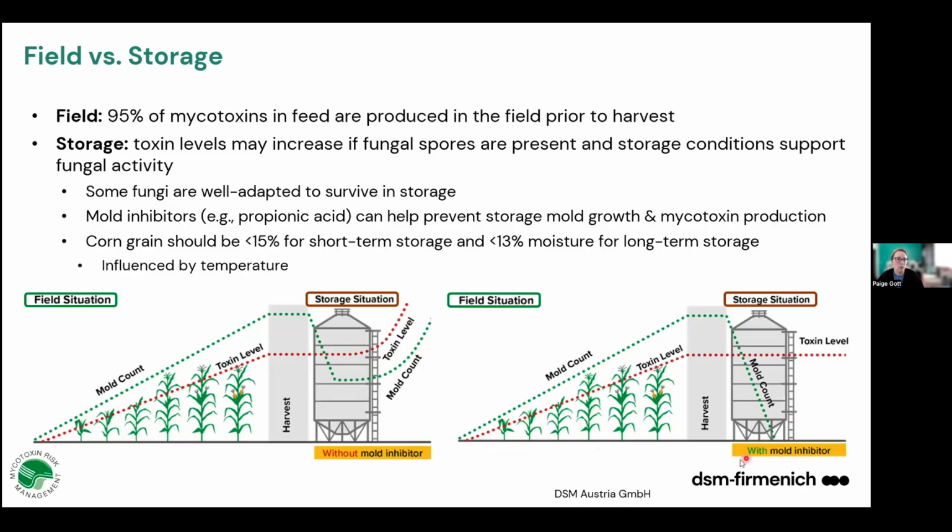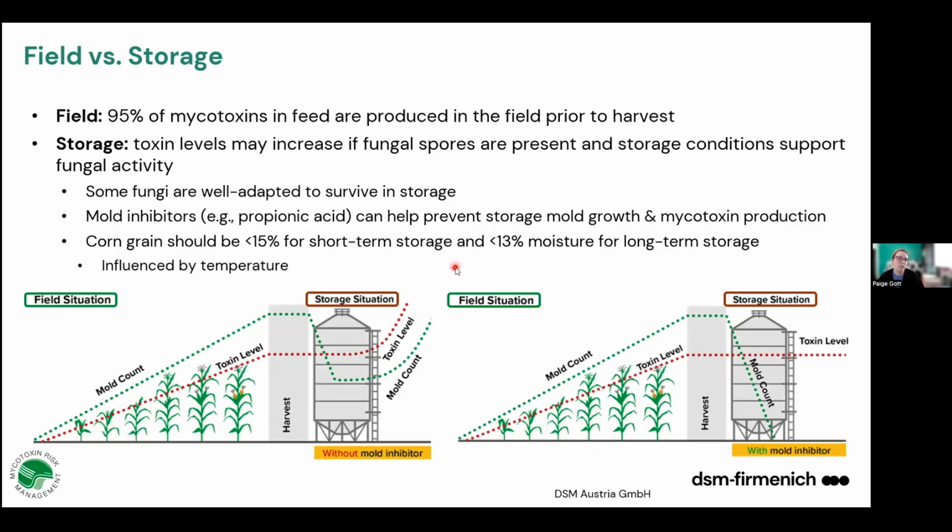In this graphic on the right hand side of the slide, you can see with the addition of a mold inhibitor going into the storage situation that you actually see that mold count decrease in storage, and you'll have those toxin levels just plateau and maintain where they were when they came in from the field, again because you're preventing additional accumulation. So something to keep in mind, especially with weather conditions.